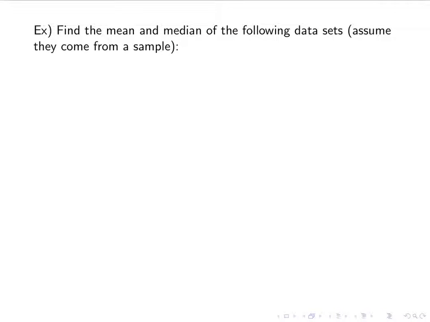So for an example, let's find the mean and median of the following data sets. And for now, we're going to use the notation that it comes from a sample. So we're going to use X bar. So here are the following data sets. If I want to find the mean, I need to add up all these values and divide by how many values we have. So n is 13, we have 13 values. And if I add up all those numbers, I should get 52. So that x bar is 52 over 13, which simplifies down to 4.